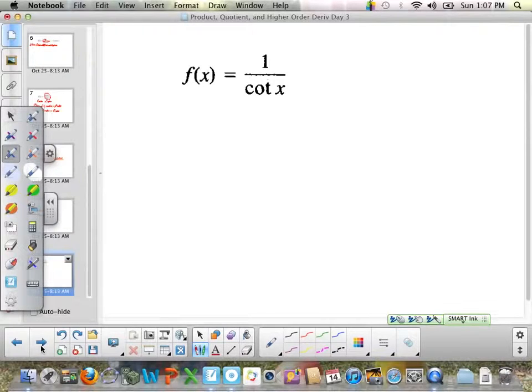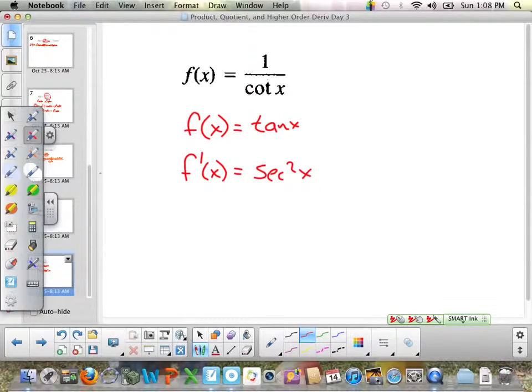All right, f of x equals 1 over cotangent of x. We could use the quotient rule here: bottom derivative of the top minus top derivative of the bottom. However, it's easier to use our trig rules first. 1 over cotangent is tangent, and we just saw the derivative of tangent is secant squared of x.